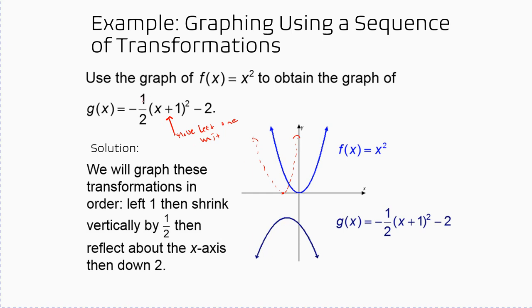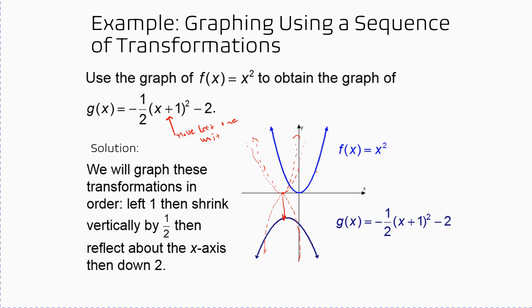Then notice how I have this 1/2 in front. What does this mean? This means I'm going to vertically shrink it, so I'm going to pull it down. And then what does the negative in front mean? The negative means flip it over the x-axis. So now all of a sudden it looks like this. And then finally, what does the minus 2 do? The minus 2 says move it down 2 units. So that's what I did.